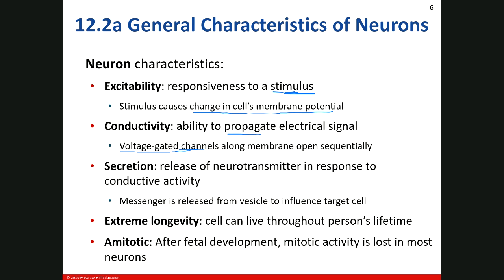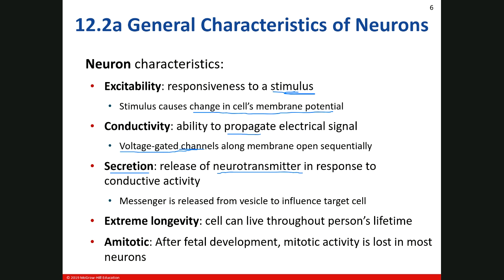Okay, secretion. This is where we see at the end of the nerve, the part of the nerve in what we call the axon terminal, we have this neurotransmitter, which is a chemical, and it's stored there in these little bubbles.